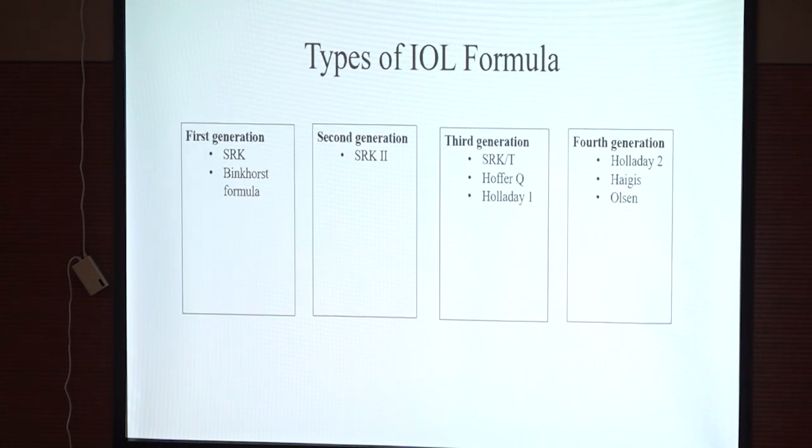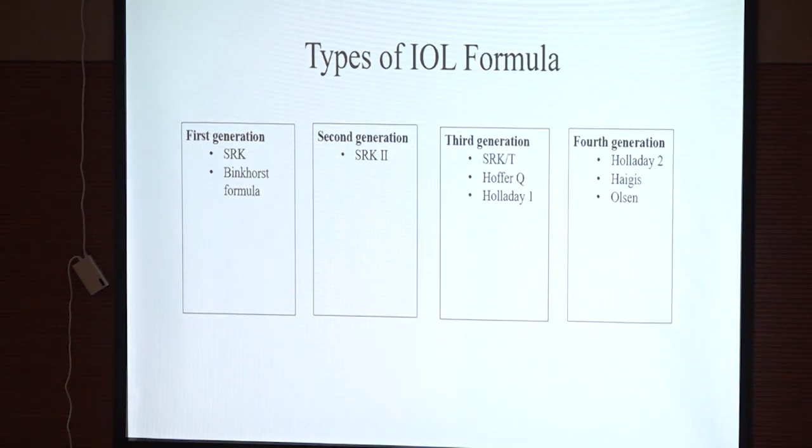Now in this, you just need to know that we have various generations of the formula that have been described. What is important is that as the generation increases, these newer formulas have more variables in them, so they tend to be more accurate.